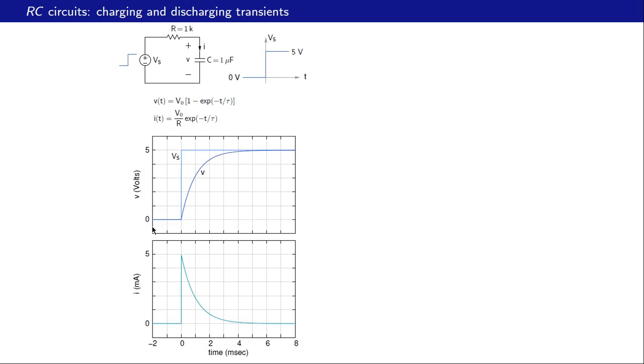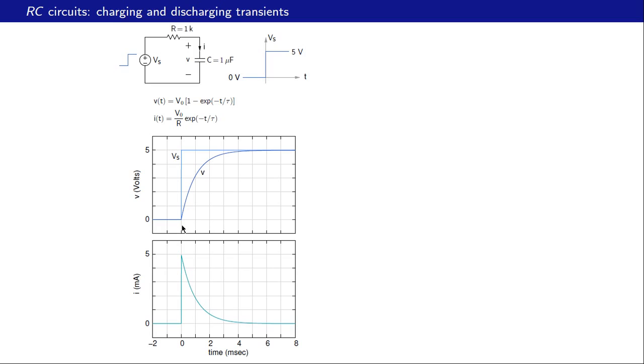These are the plots. The input voltage is given by this step waveform, the light blue curve, and the capacitor voltage is given by this curve here, the dark blue curve. And let us check whether this does correspond to the expression for the capacitor voltage that we have over here. What is V of t at t equal to 0? At t equal to 0, this term is 1, so therefore we have V0 times 1 minus 1, that is 0. So at t equal to 0, we expect V of t to be equal to 0.